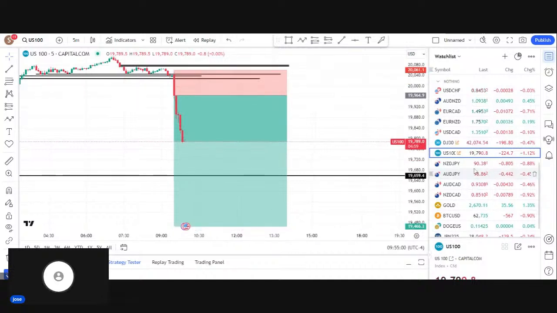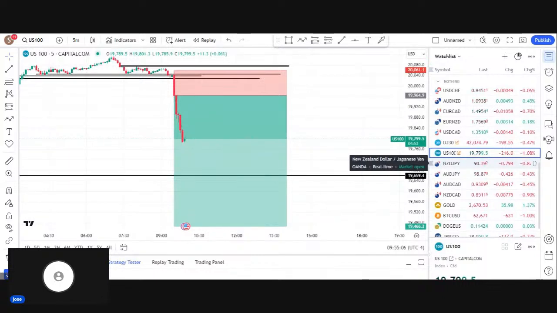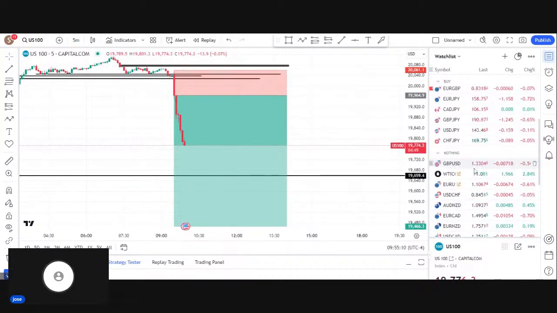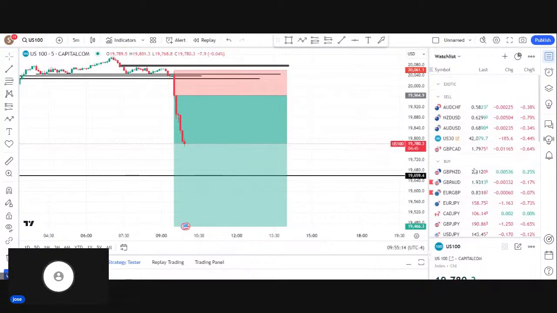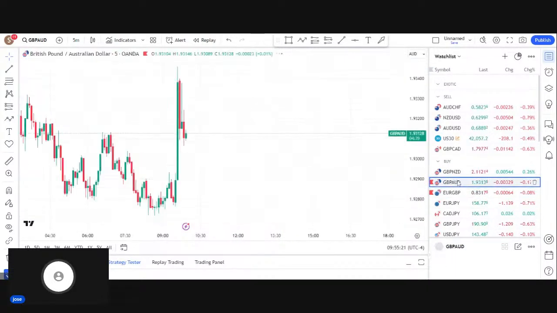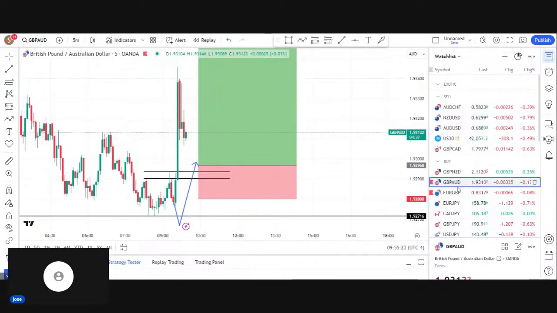All right, so let's see what our pairs are saying. Now, we might see a pullback on this candle, the candle before the news. We might see a pullback or not. So I wouldn't worry about that. Right now, we have good volume and momentum in the market.